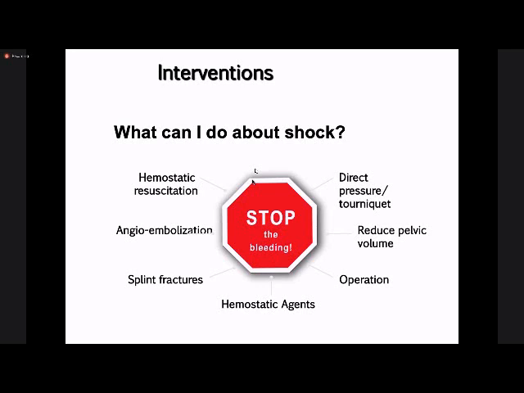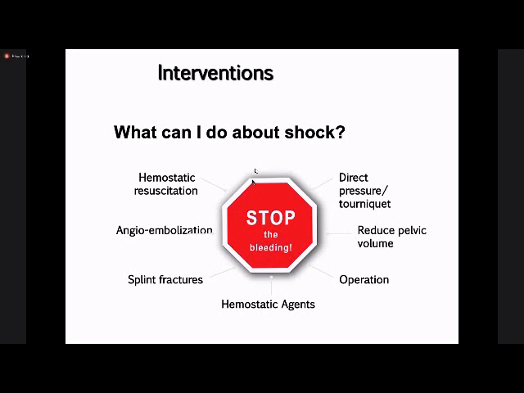Then hemostatic resuscitation. Again, as Abhijit mentioned, we don't try to increase the blood pressure a lot. We try to maintain the systolic around 90. So that will minimize the risk of bleeding. Plus, rather than just giving saline or other fluids, we try to give blood, platelets and FFP in the ratio of 1 to 1 to 1. So that will minimize any changes in your coagulation. Plus, if you have access, we can do angioembolization and splinting of fractures, long bone fractures. Just splinting alone will control the bleeding.